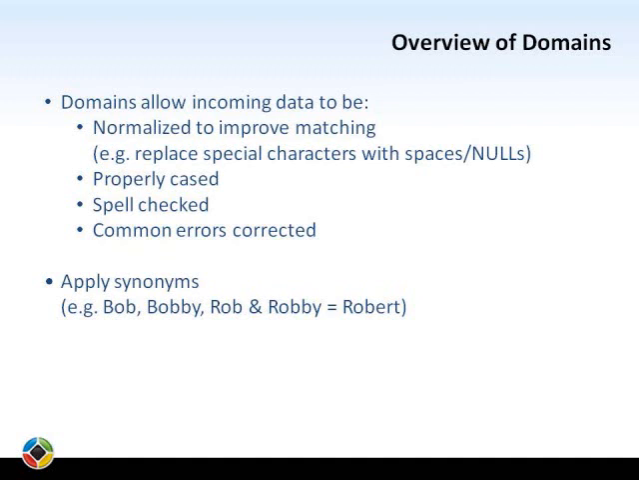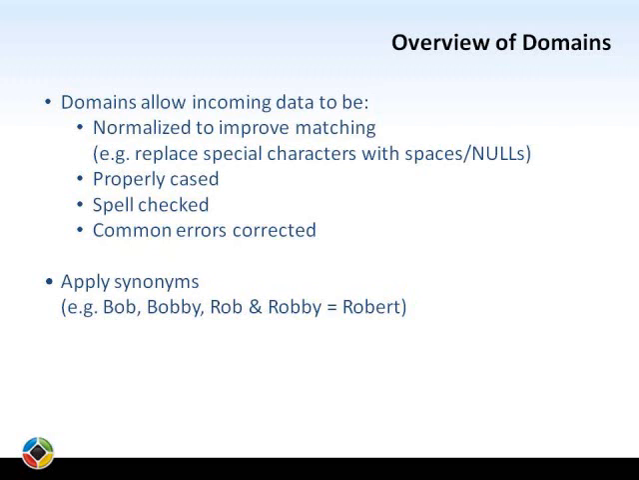Okay, domains can be used to define data types and validation rules. As a domain is passed, there's a number of tricks that DQS can perform to improve the quality of the individual records. Domains allow incoming data to be normalized to improve matching, for the data to be properly cased, spell checked, common errors can be corrected. And another neat trick is to apply synonyms.